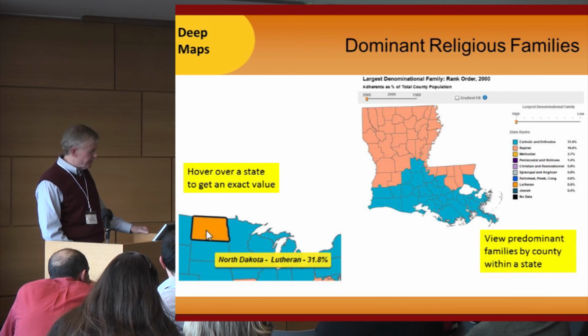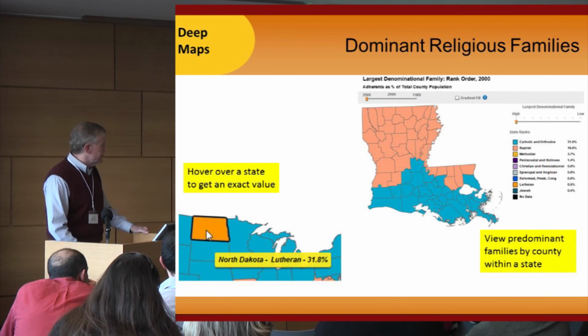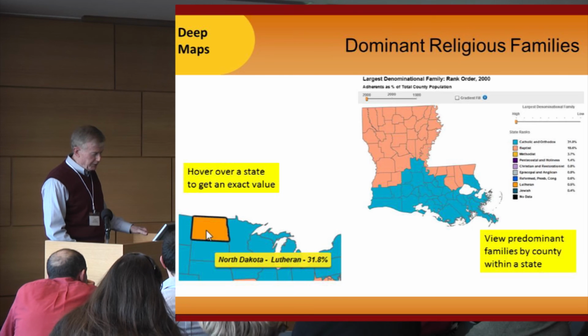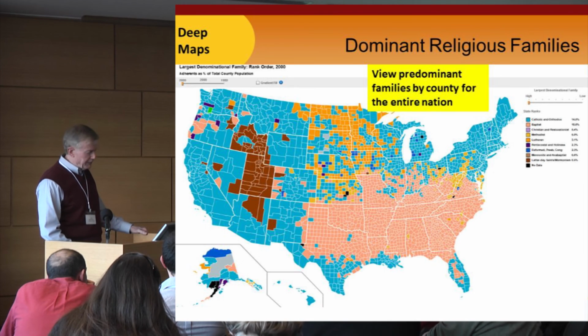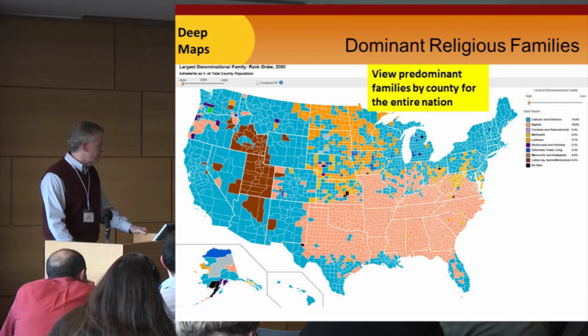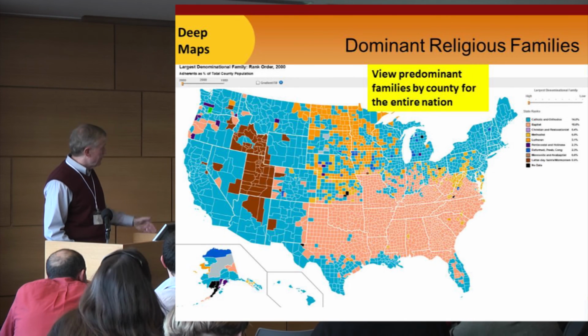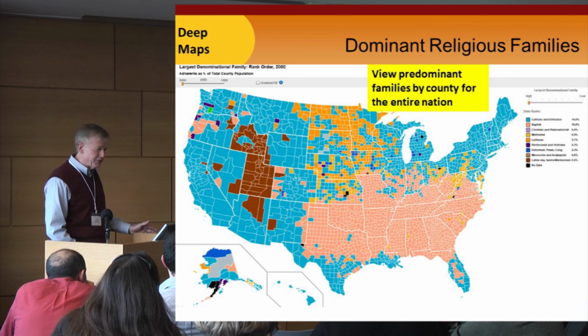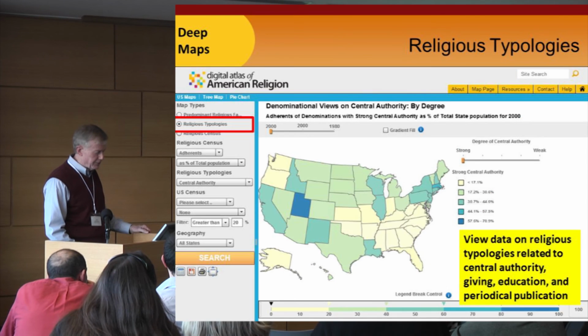We've allowed you to do this by going into the states and looking at the county geographies, to hover over a state to get its exact value for the dominant presence, to look at predominant families by county for the entire nation, and again, by hovering over that to call up the data that lies behind that. But again, this is all pretty standard in GIS terms.